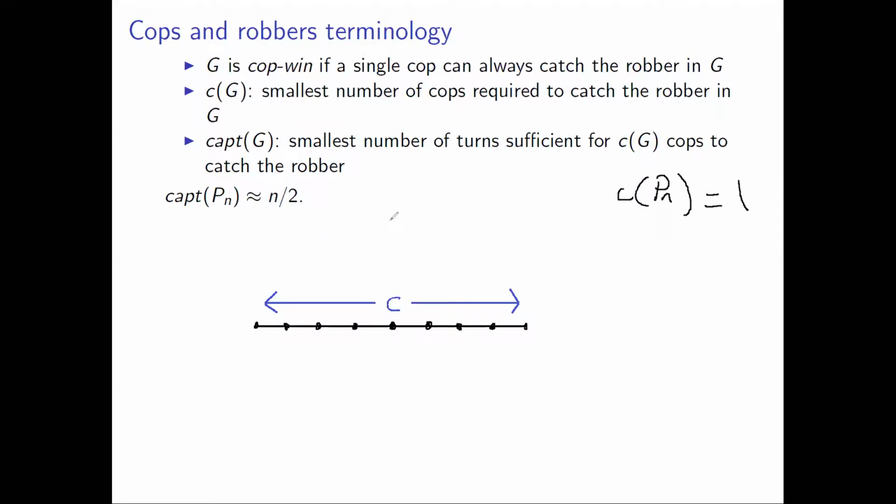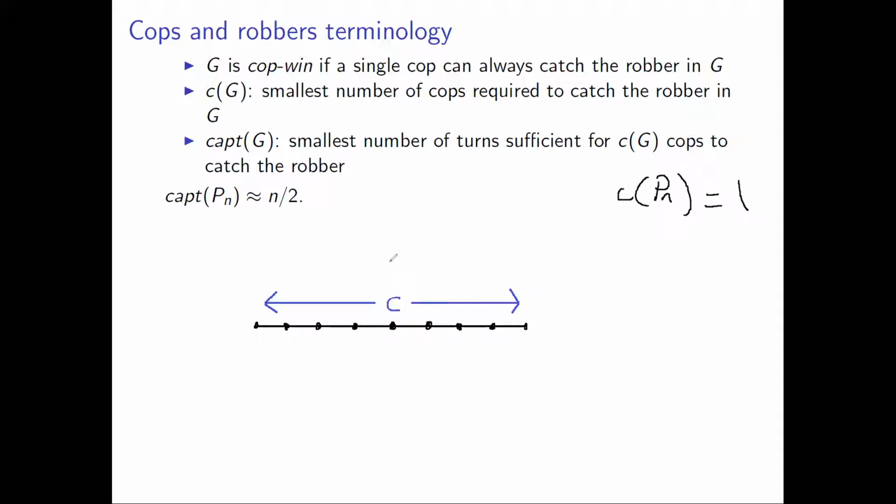And that's regardless of how the robber plays. So we're assuming that both the cop and the robber use best possible play. So the cop has to guarantee that regardless of how the robber plays, they can capture the robber in at most capt of Pn turns.